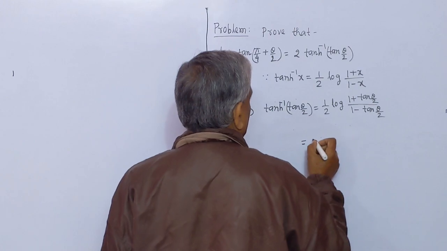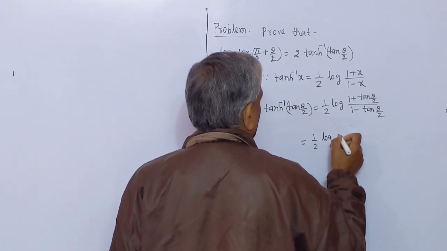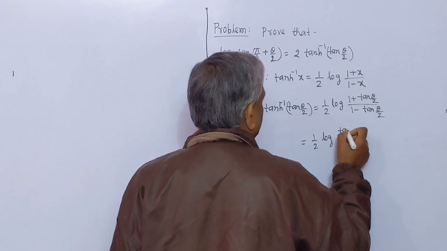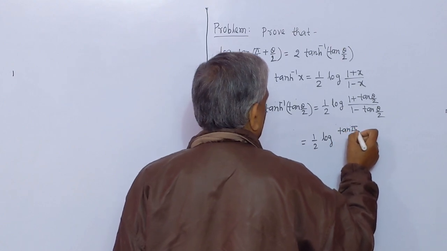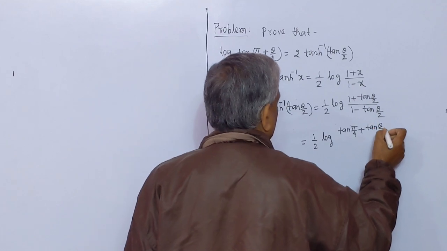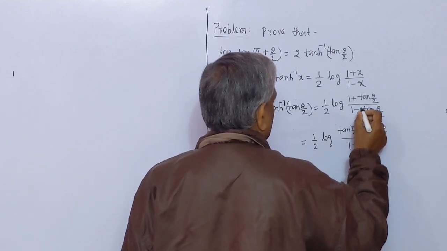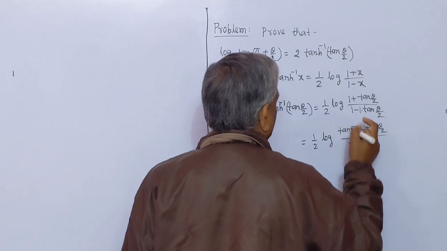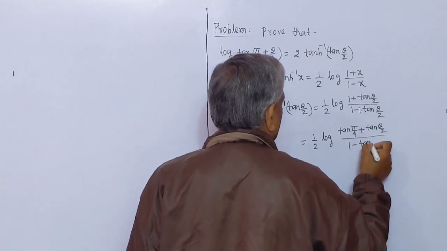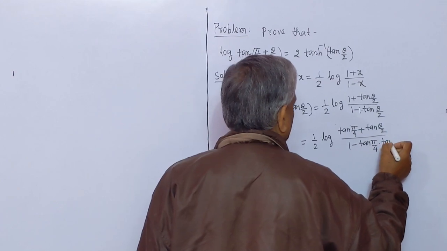This is equal to half log of, 1 means tan pi by 4, plus tan theta by 2, and 1 minus, here we have 1 means tan pi by 4, multiplied by tan theta by 2.